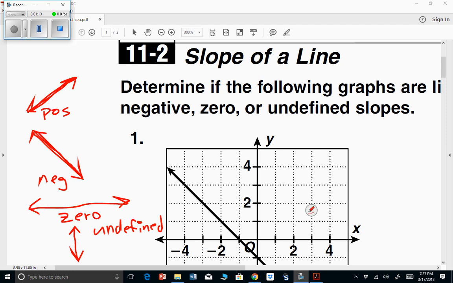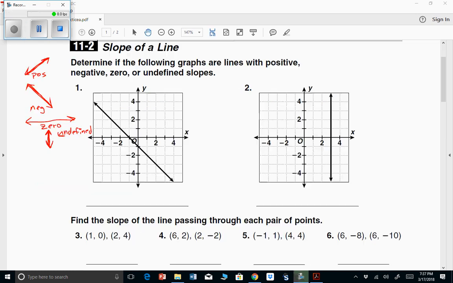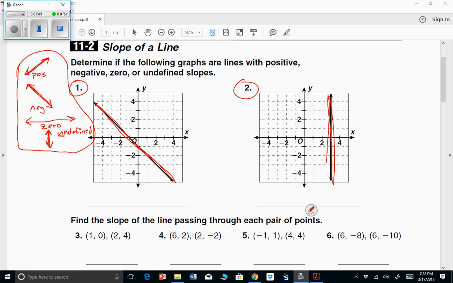I have trouble remembering the difference between which one's zero and which one's undefined, but if you think about it, this line goes up and down. That starts with a U, up and down, and undefined also starts with a U, so that should help you to remember that. Okay, now you're supposed to tell for numbers 1 and 2 which one of these kinds of slope is represented. So this one should be negative, and this one should be undefined. So that's pretty simple, I think.